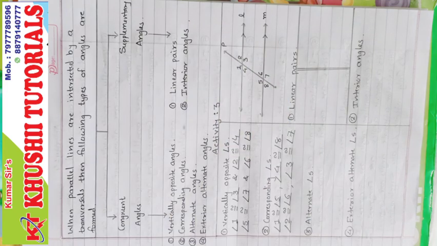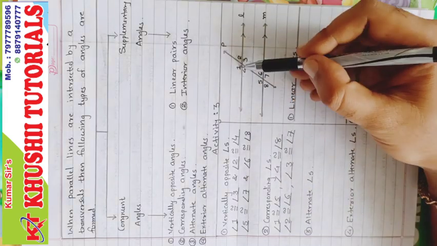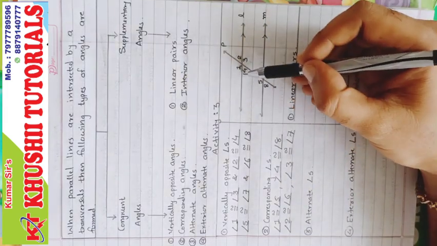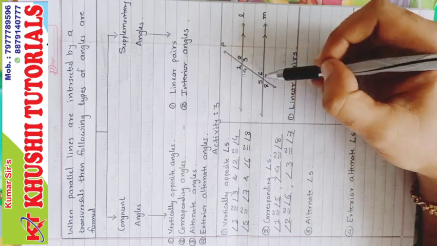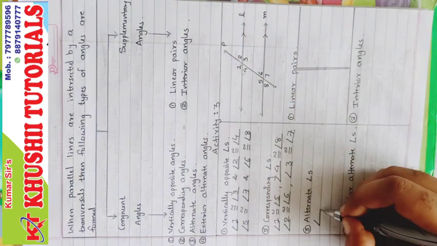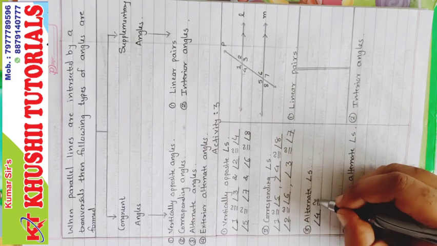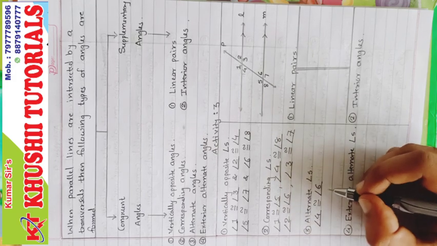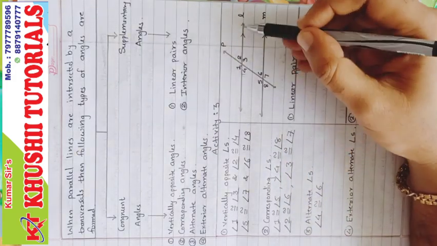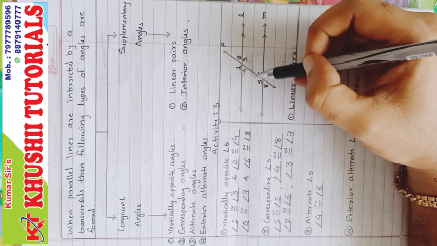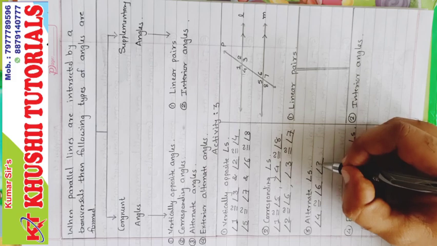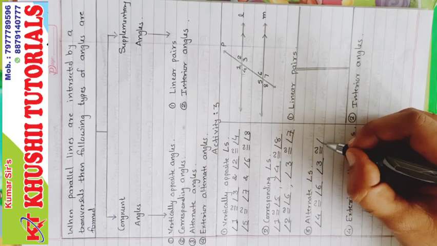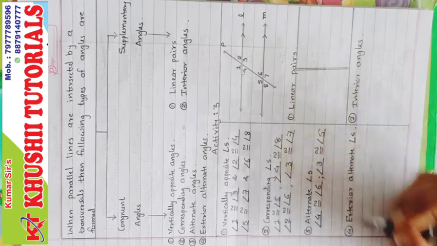The next, alternate angles, right? Alternate angles are Z-shaped angles. So angle 4 and angle 6 will come under Z-shaped angles. So angle 4 is congruent to angle 6. Similarly, angle 3 is congruent to angle 5.